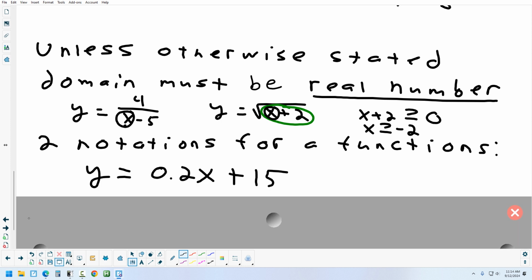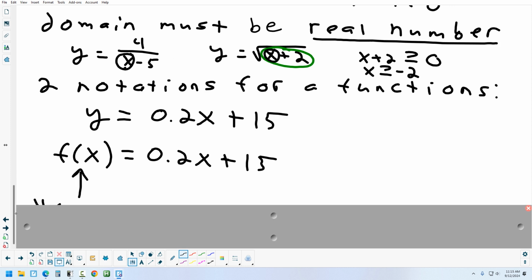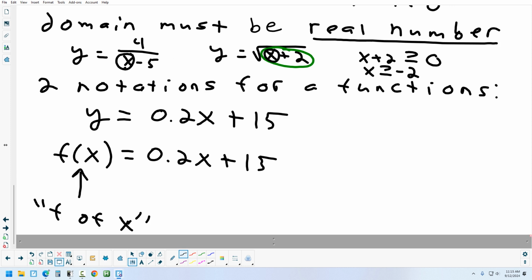So this actually kind of came up in the homework, and somebody asked me about this. When you're writing a function, this is one notation, y equals notation. But there was another notation that I used instead of the y. Does anybody remember what I wrote down instead of the y? F of x. Yeah, f of x. F of x means the same thing as y. It's just a different way of writing it.